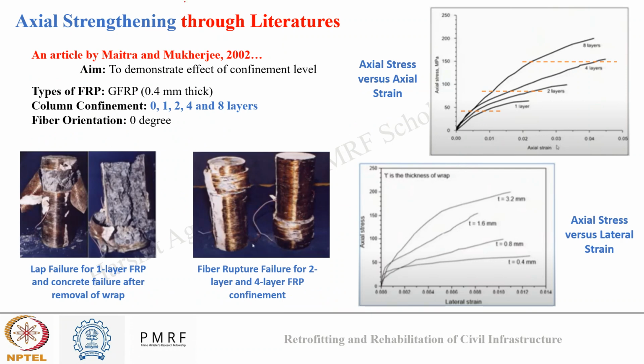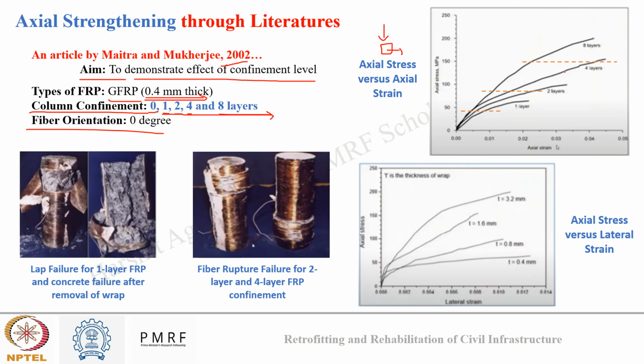This is the first literature, published in 2002, where their aim was to demonstrate the effect of confinement level. They chose a glass fiber reinforced polymer of 0.4 mm thickness, and they did the confinement in different layers. The first case was zero, without any FRP, then one layer of FRP, two layers, four layers and eight layers. As I increase the layers, I increase the thickness of confinement. The fiber orientation was along 0 degree. They applied axial stress and measured the axial strain on the column.